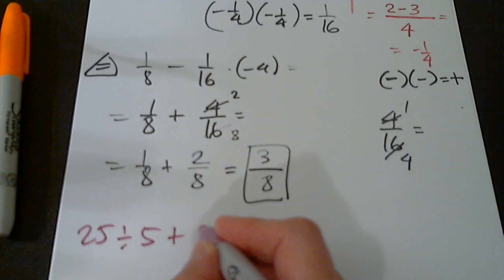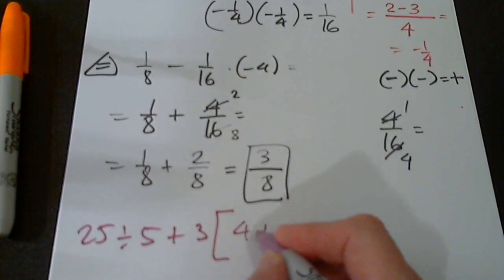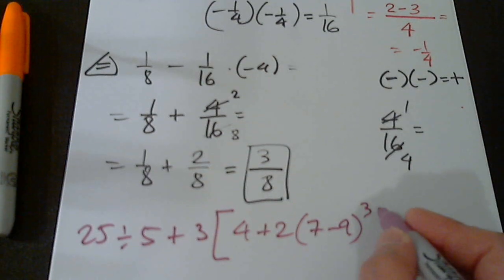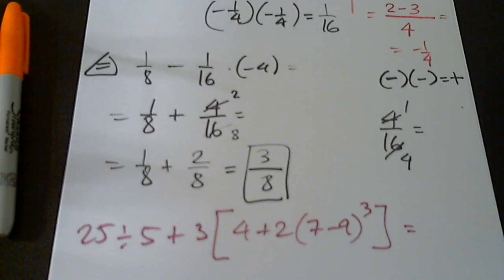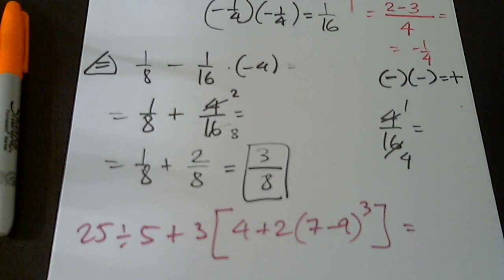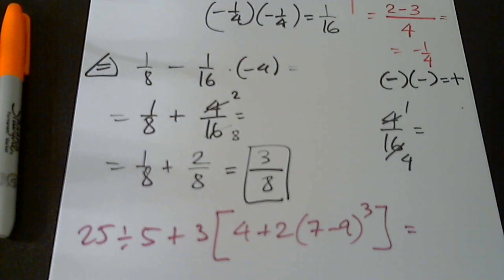Okay, I would like us to work on the following problem. 25 divided by 5 plus 3 bracket 4 plus 2, 7 minus 9 to the third, and close the bracket. Okay? So let's work on this. And then I will launch the quiz so you can put it in. I only want you to put the final answer, and then we'll talk about it together.